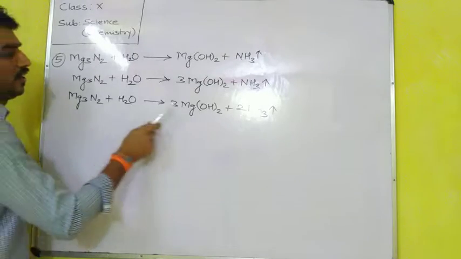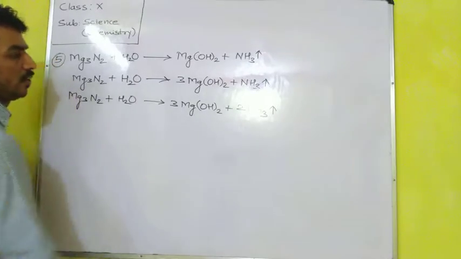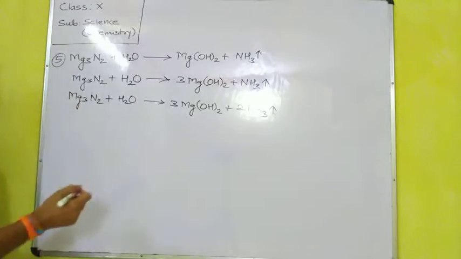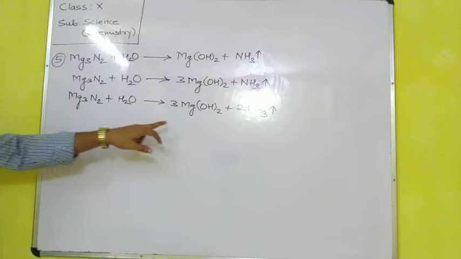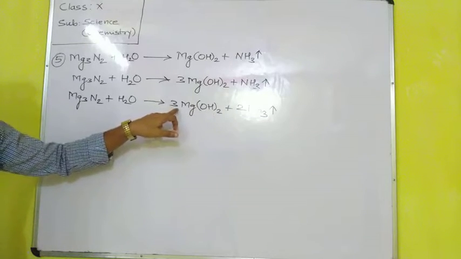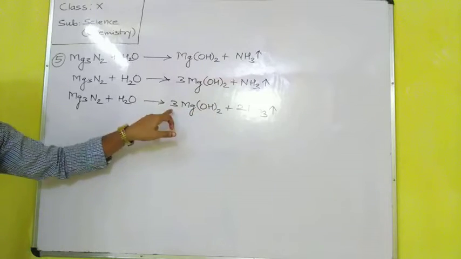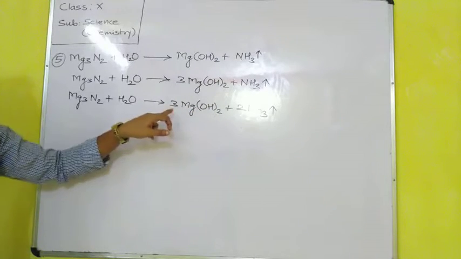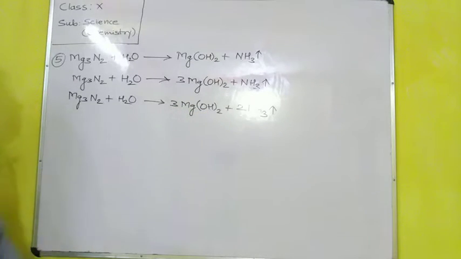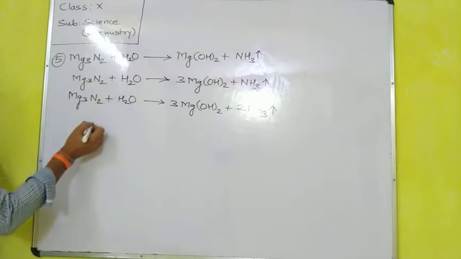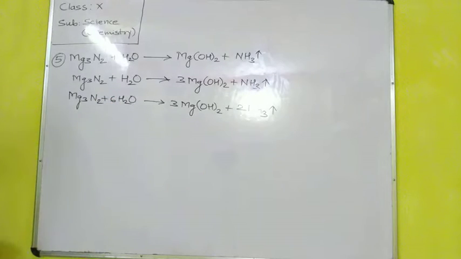So now again we have to check it from the starting. 3 atoms of magnesium in the reactant, 3 atoms of magnesium in the product. 2 atoms of nitrogen are present in the reactant, 2 atoms of nitrogen are present in the product. Then we have to start with the number of oxygen atoms. Here 1 atom of oxygen, and here this 3 is for the whole equation, and this 2 is only for oxygen and hydrogen. So 3 twos are 6. 6 atoms of oxygen are present. So here we have to multiply it by 6.